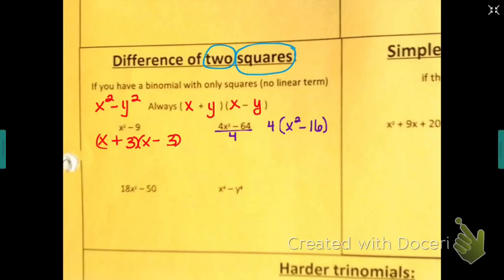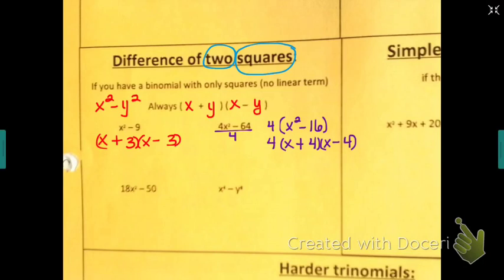Okay, and then now you just bring down that 4, and then you do difference of two squares with x squared minus 16. So what do I do with the x squared? Just make x's. What do I do with the 16? 4, because 4 times 4 is 16, and one's a plus and one's a minus.